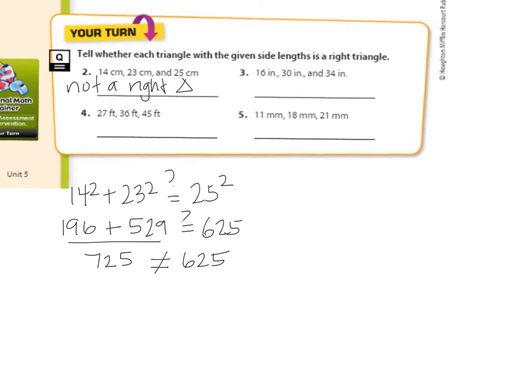What type of triangle is it? What do we know from our activity in class today? That this is actually, since C squared is smaller, that would be an acute triangle. Just extending the math there a little bit. Okay, let's take a look at number 3.